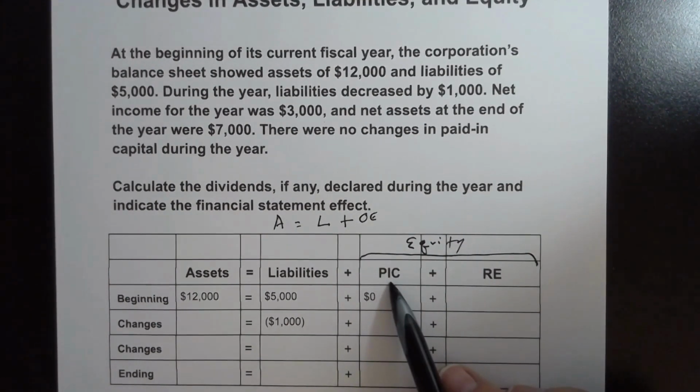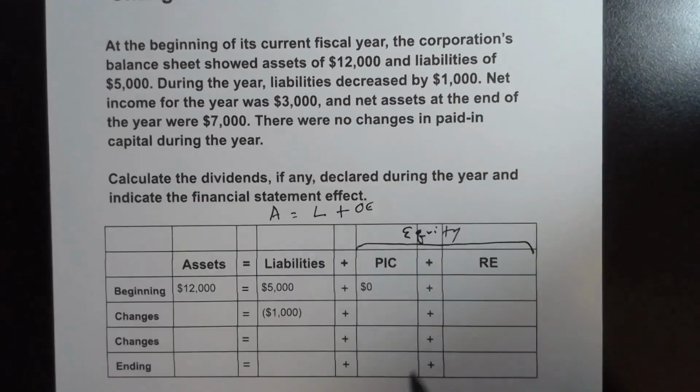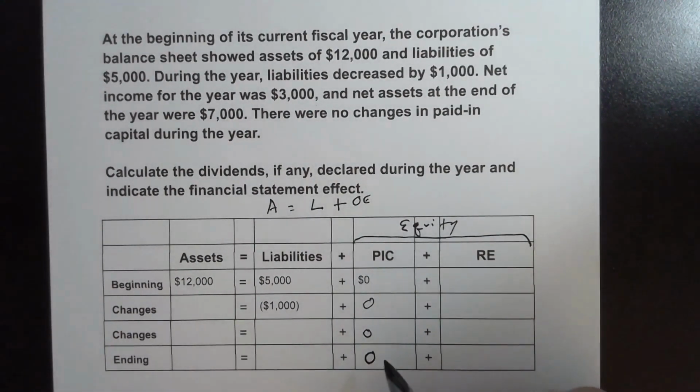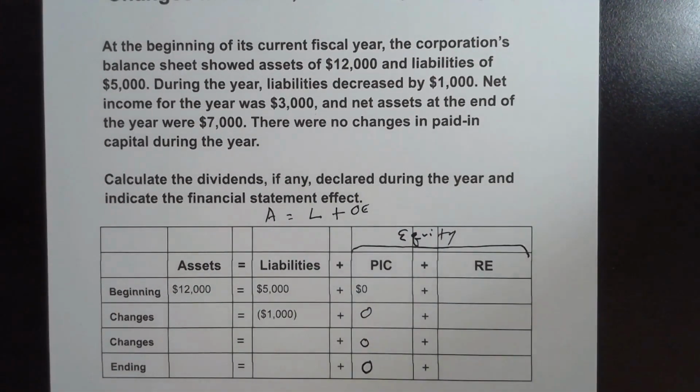The paid-in capital, again, it tells us is 0 at the beginning, and it tells us there's no changes throughout the year. So there's 0 change here, 0 change here, and that means we're going to have 0 here at the end. And the only reason I know to do that is because the problem tells us it's 0. It says there's 0 changes. Your problem may differ from that.